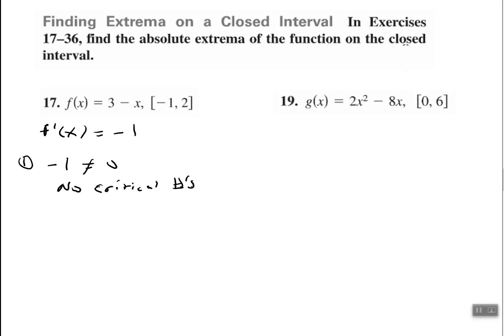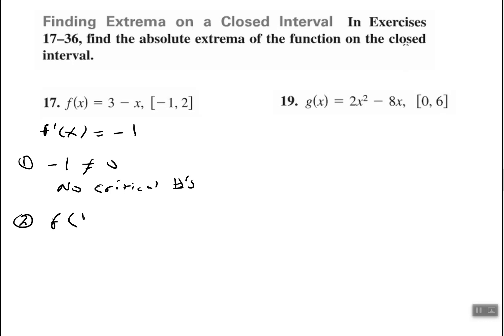And why is that? Well, if you look at that function 3 minus x, we know it's a linear equation, so it's a straight line, so there are no changes in the directions. All right, step 2, it says to evaluate the function at the critical numbers and the endpoints. Well, we only have endpoints here, so we're going to evaluate the function at the endpoints.